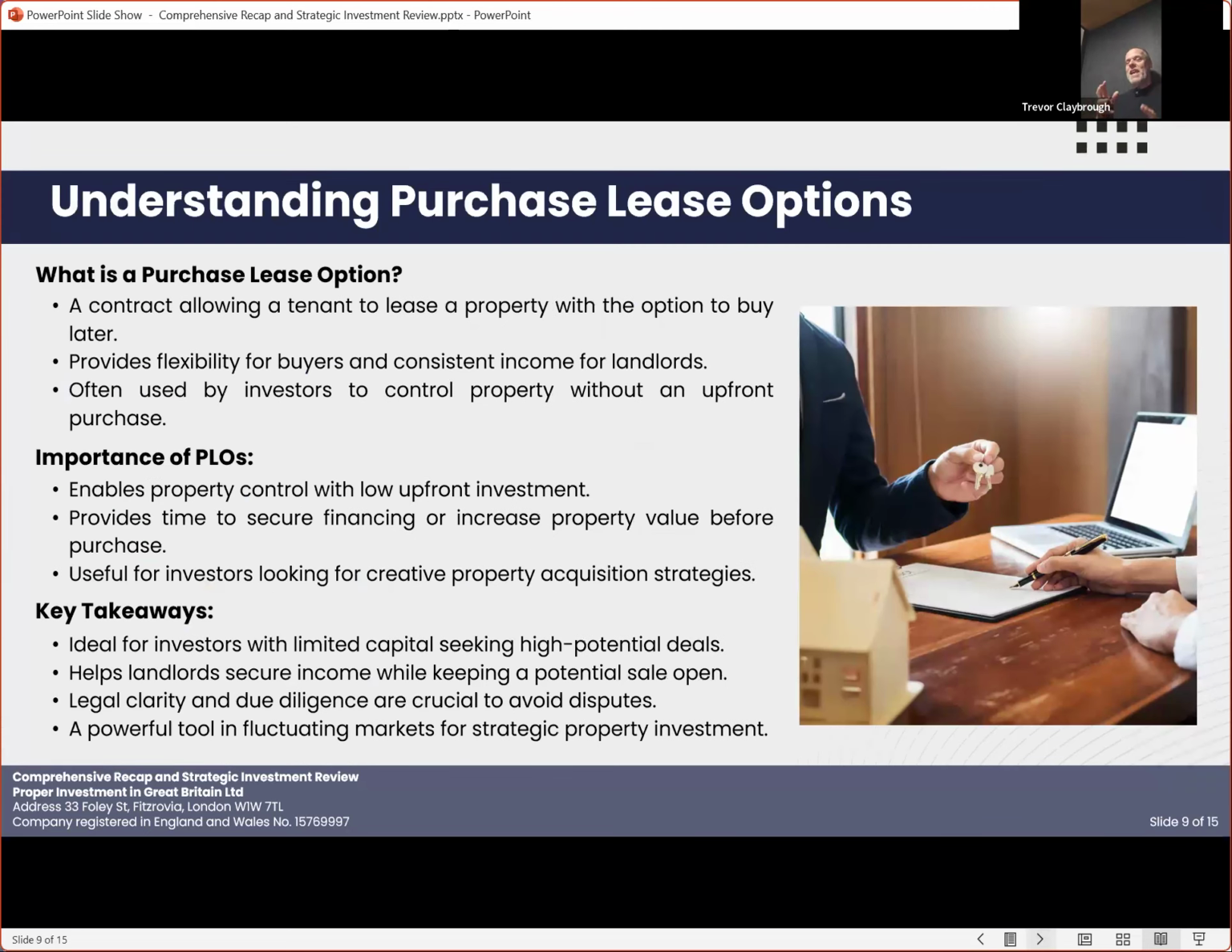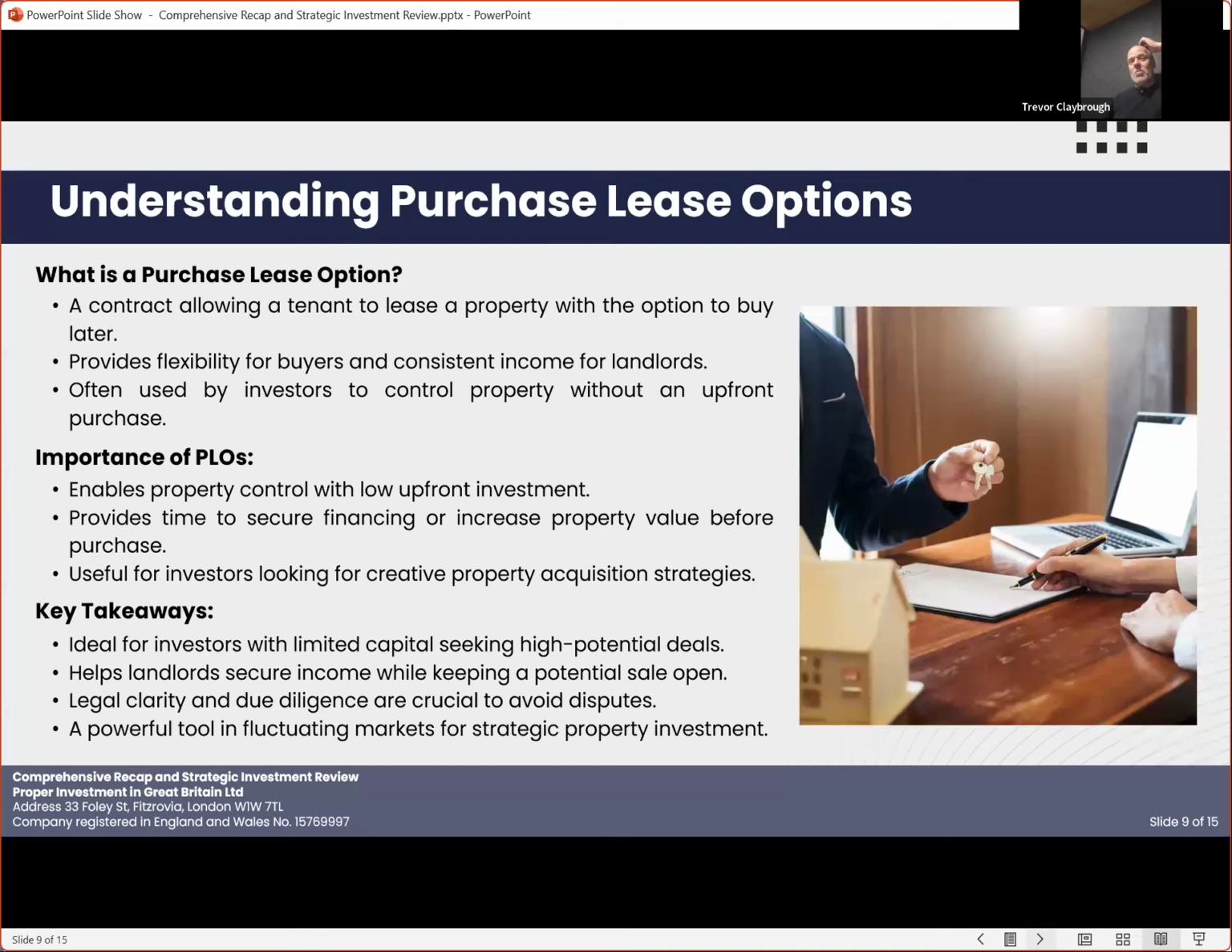Now we're talking about creative strategies that can apply to, in reality, any type of property. So if we're buying a standard buy-to-let, we're buying mixed use, which is like a shop and flats above, or we're going to do a commercial to residential conversion, we're buying a commercial property.